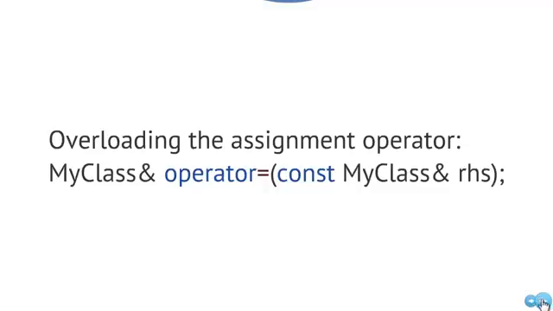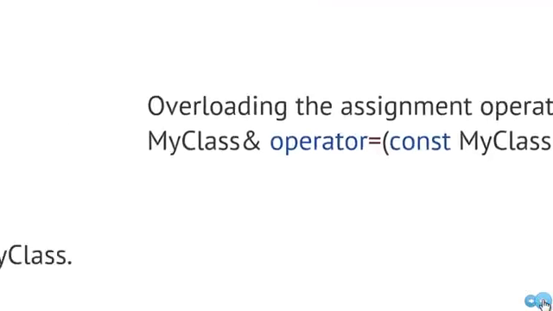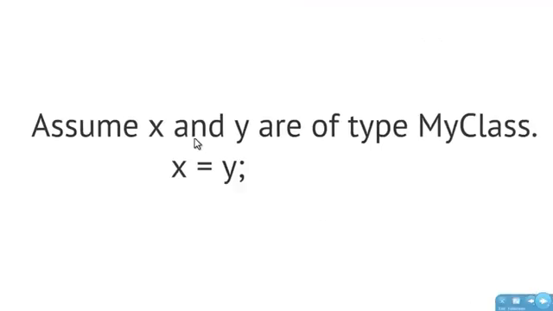So maybe this will make a little bit more sense if we look at an example. Here, assume that we have two myClass objects, x and y. We have x and y here, y on the right-hand side and x on the left-hand side.